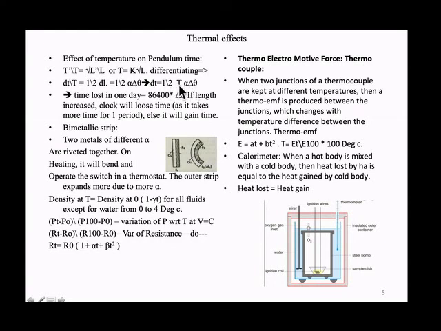The time period for the second pendulum is 2 seconds. So 2 into half, then dT becomes alpha d theta, and in a day there are 86,400 seconds. Multiplying by that, we get the change in time period.